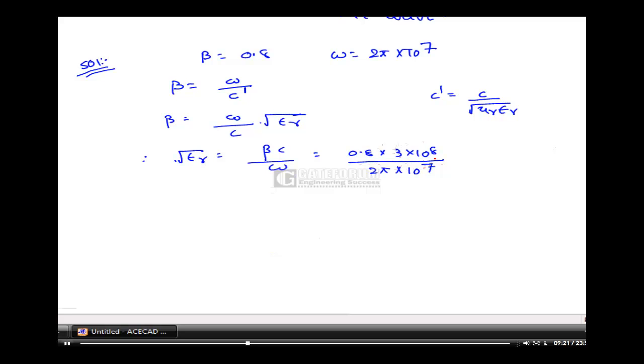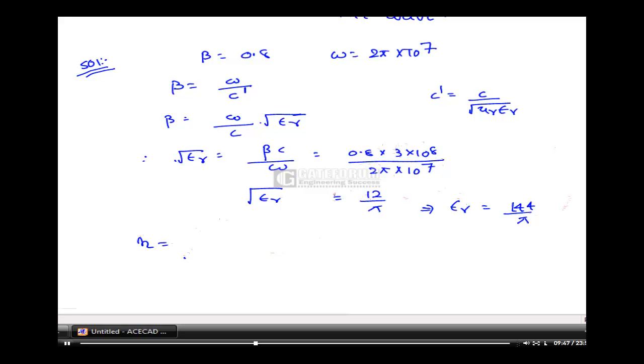Simplify this. If you simplify this, we will get square root of epsilon r as 12 by pi, which implies epsilon r is equal to 144 by pi. This is the epsilon r value. Next one is the eta value.